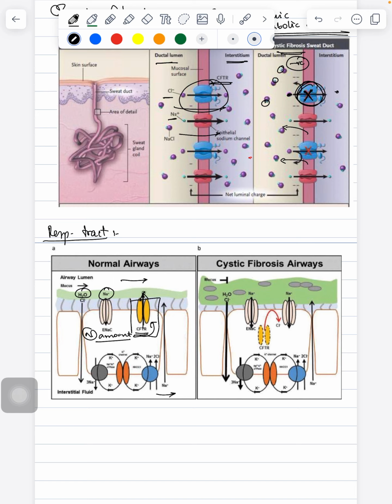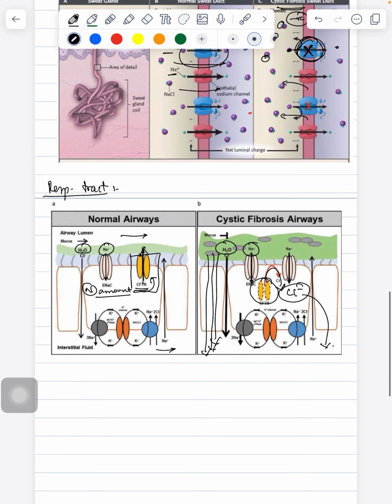So in the cystic fibrosis airway, what is happening? There is a defect in the CFTR. Since there is a defect in the CFTR, your chloride is not going out. Since your chloride is staying inside your interstitial fluid, to balance the chloride ions, your sodium and your water are pulled more into the interstitium. So the mucus lining the airway lumen will be dehydrated. Why? Because more of your water and sodium is being pulled inside, so there will be dehydrated mucus.